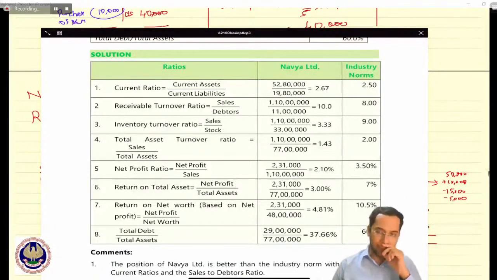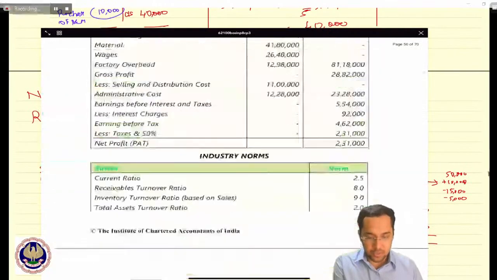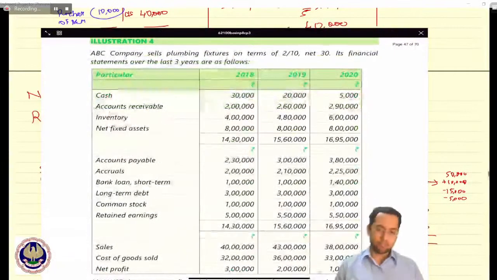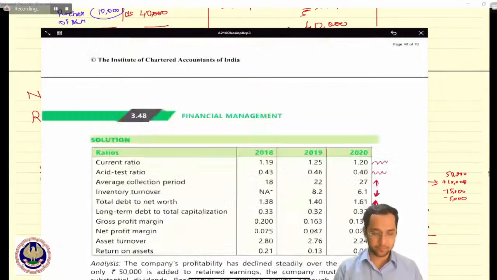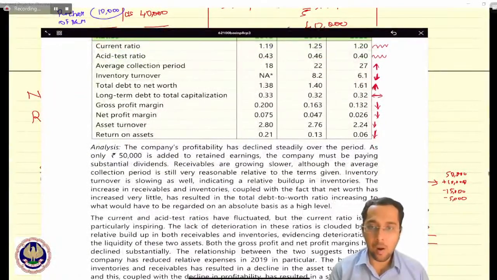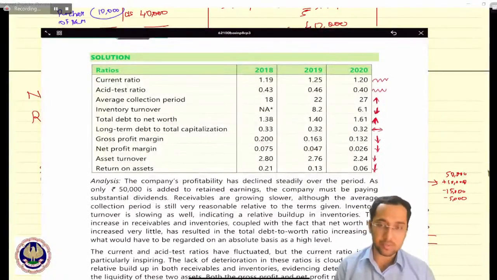Maybe any specific question from the module that you want me to discuss. What is the ideal time for completing questions like illustration 4? Again, if it's a 10 mark question, you should be able to do it within 20 to 25 minutes, ratios and all the analysis, everything. Because whenever you're calculating ratios, you need not write down the formula, you have to just put in the numbers.